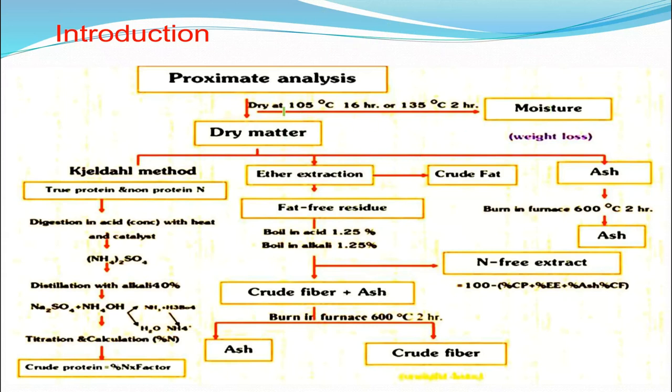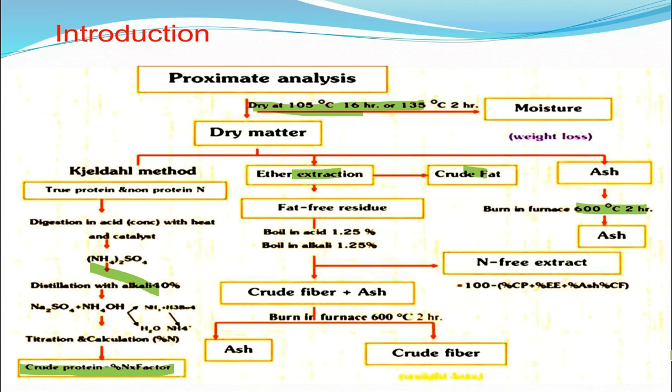proximate principles are divided into dry matter and moisture. So we need to dry it at 105 degrees centigrade for 16 hours. Then the Kjeldahl method is there, in which we find the crude protein. Whereas with the ether extract, crude fat is obtained. The ash content is subjected to incineration at 600 degrees Celsius. Then ash will be obtained. Then the fat-free residue will be remaining.